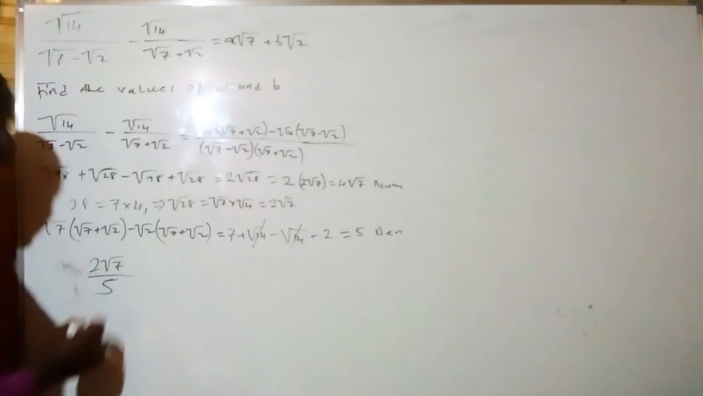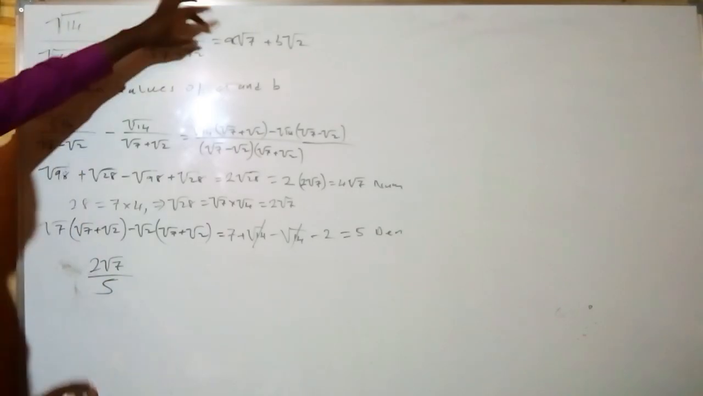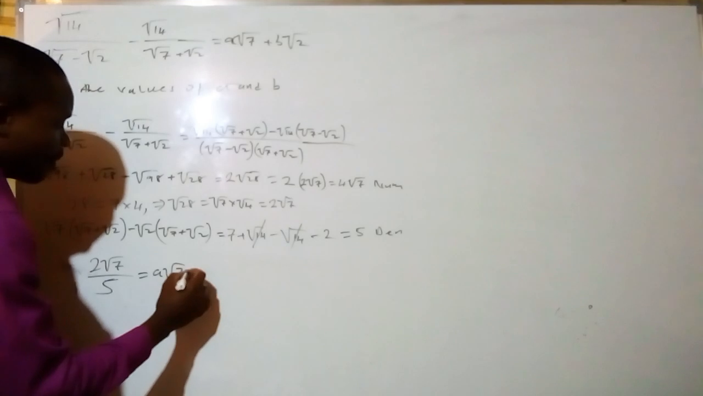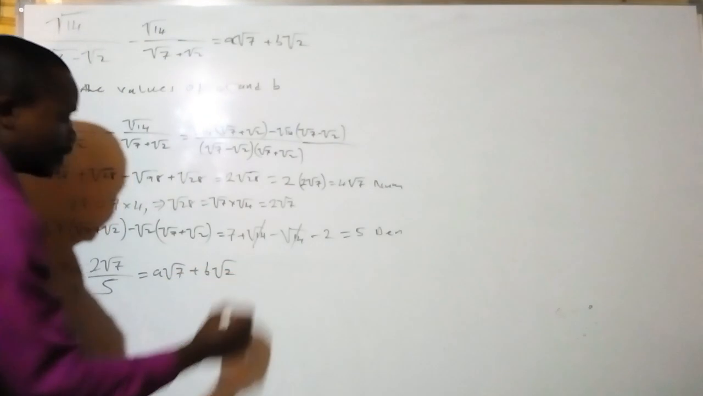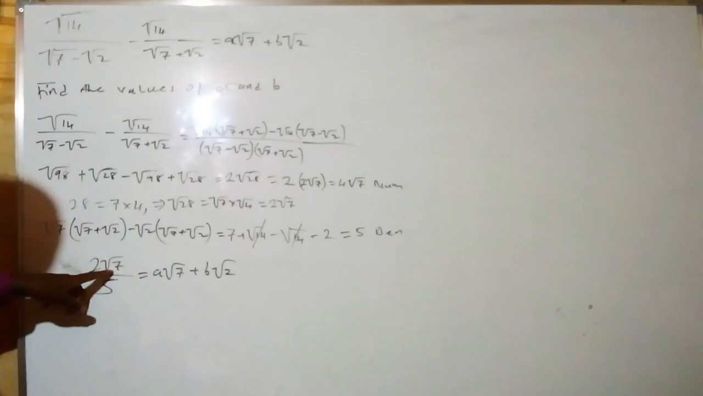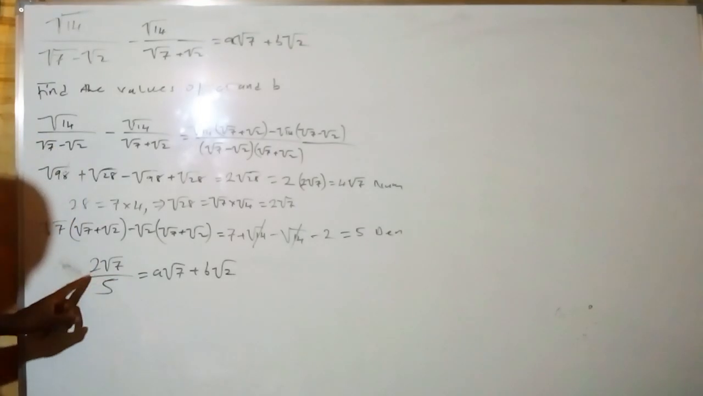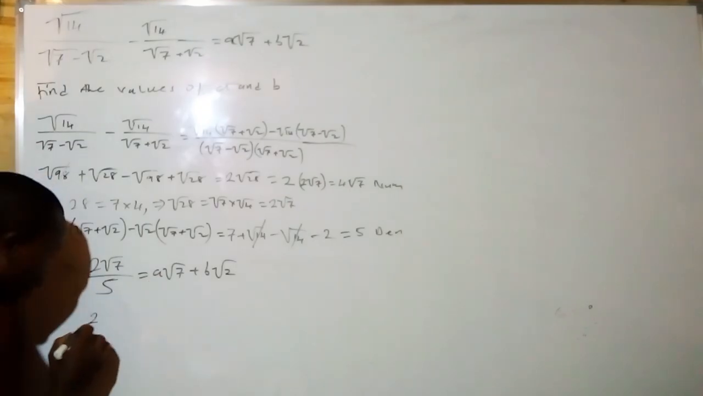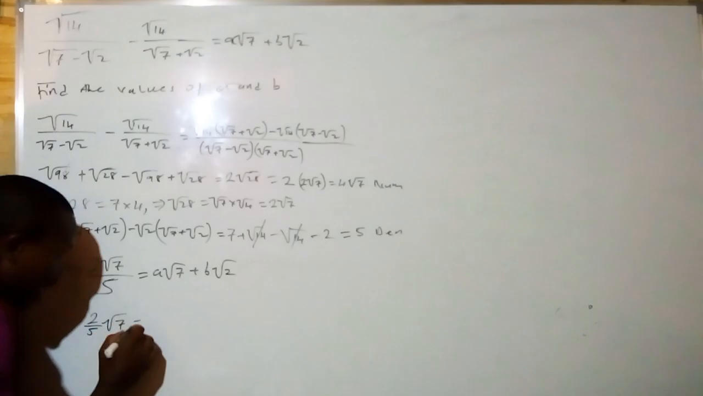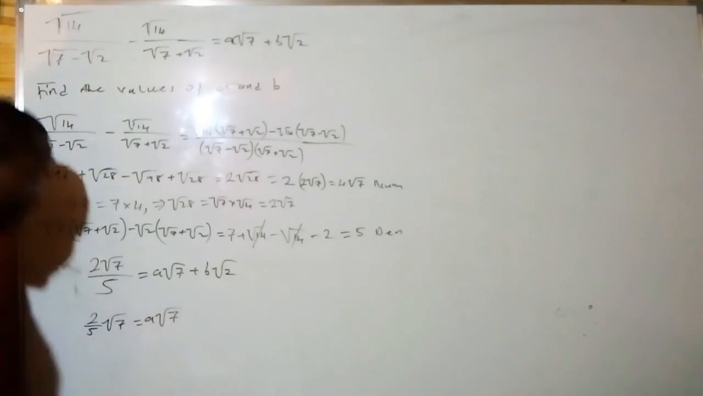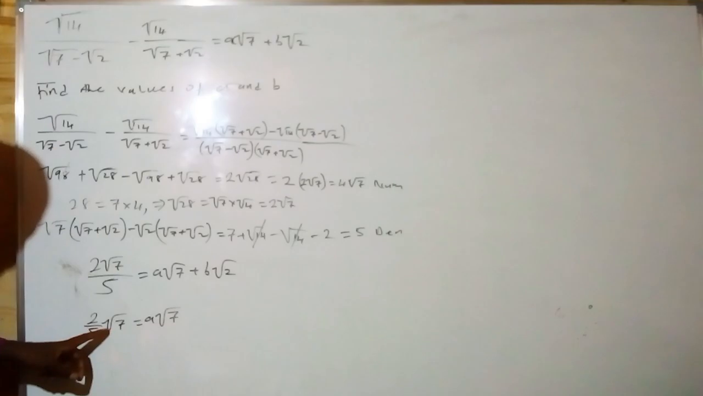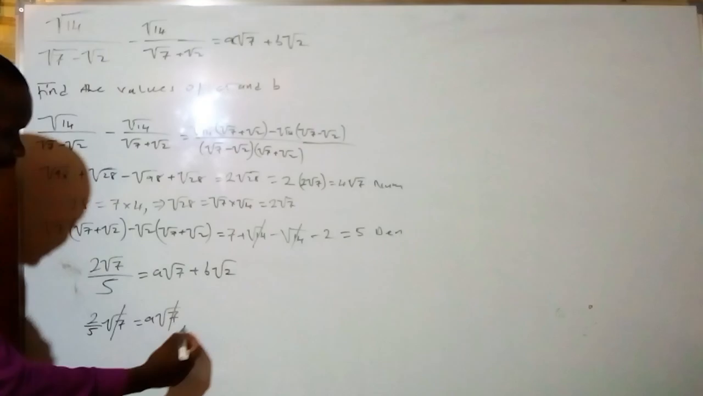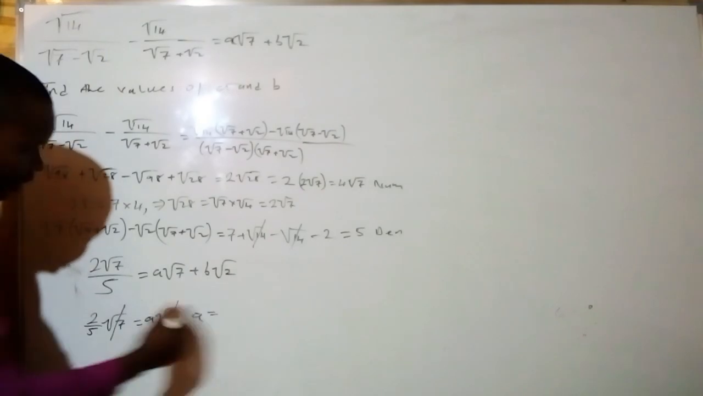Now you are going to equate this with A root 7 plus B root 2. Since here I can see root 7 and root 7, 2 root 7 over 5 will go with A root 7. Like this, 2 over 5 root 7 is equal to A root 7. Since root 7 is common to your left and right hand side, you can divide by root 7, and our A will be 2 all over 5.